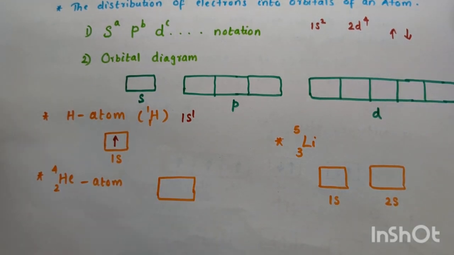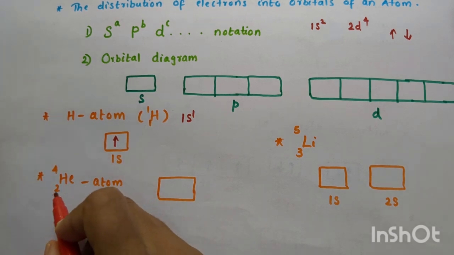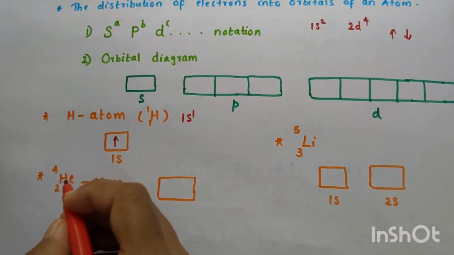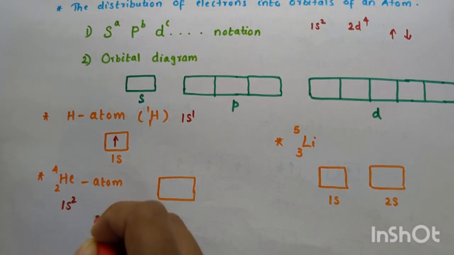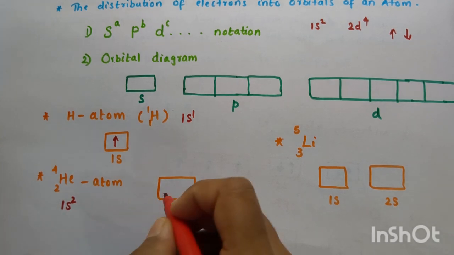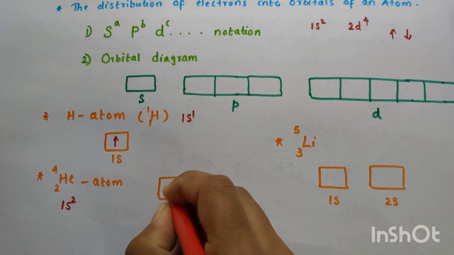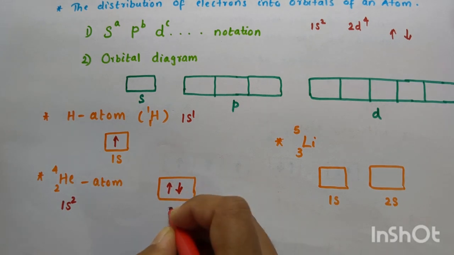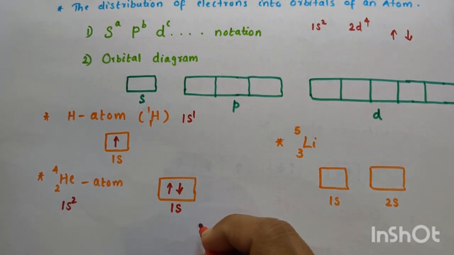Now if you consider the helium atom, its atomic number is 2, so its electronic configuration will be 1s2. That is, it has 2 electrons in the 1s orbital. The 2 electrons differ from each other with opposite spin. So its orbital diagram will be one electron spin up, another electron spin down. This is the 1s orbital.